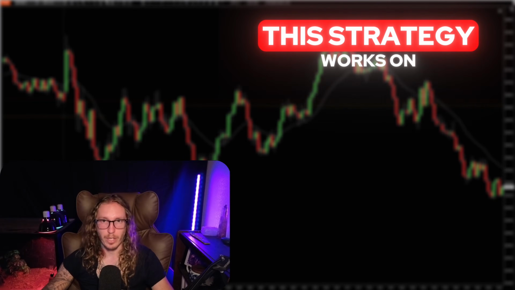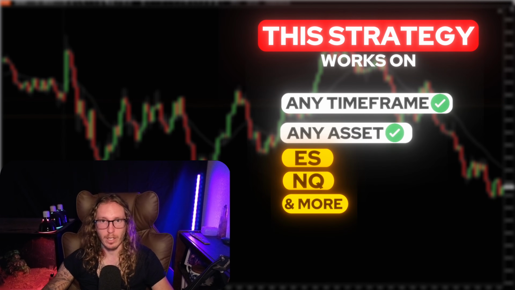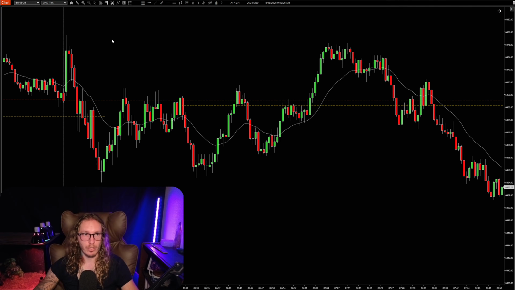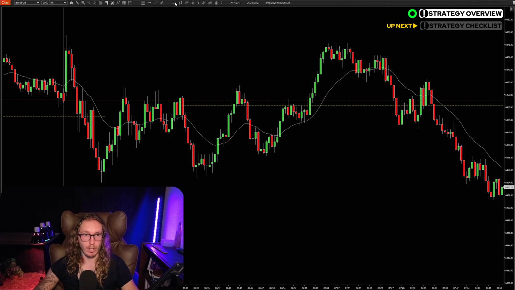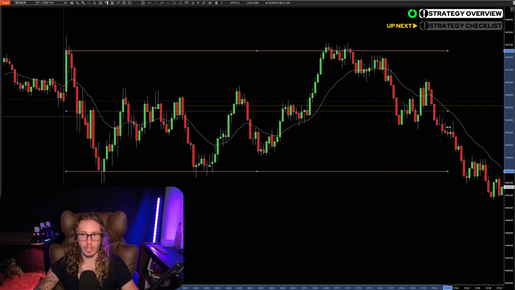This is a trading strategy that works on every single market that has enough volume, and I'm going to show you on the ES 2000 tick chart, but you can use this on the NQ, crude oil, any sort of market. And what you want to do is start off by mapping out the overnight price action when you come in for the day. So you can see here, we had basically a range.